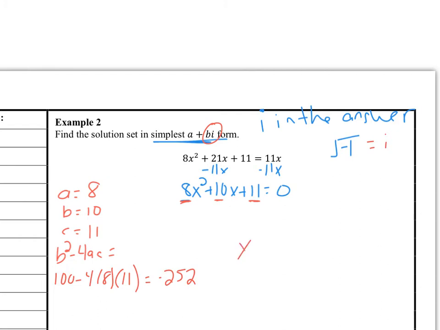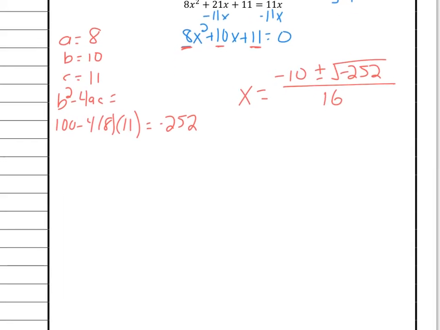So here we go. We're going to plug in now. x equals negative b. So negative of 10 is just negative 10, plus or minus the square root of negative 252, all over 2 times 8, 2a, which is 16. And now we need to break this down. So I'm going to break this down maybe down here a little bit so we can keep that looking nice.